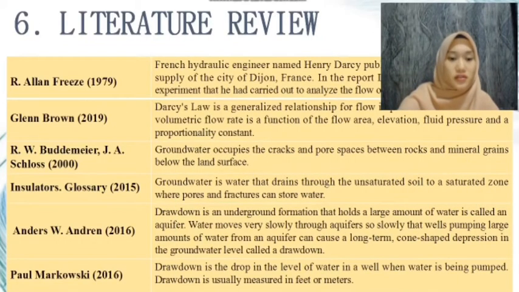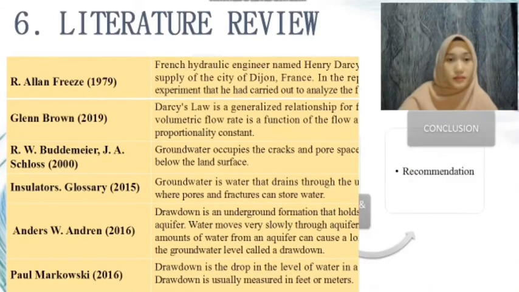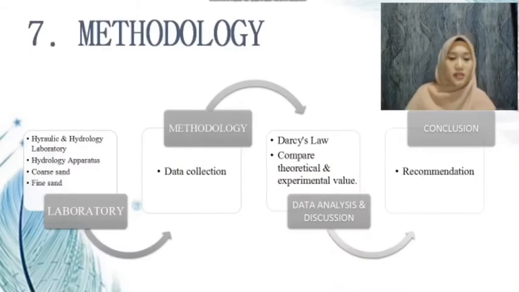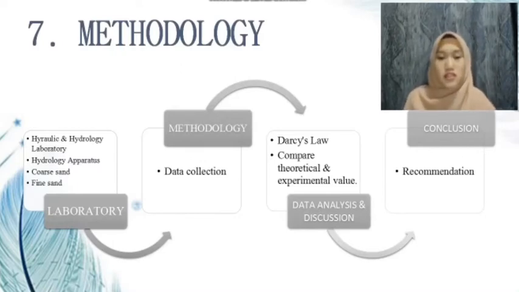So this is a literature review that I read from journal sources. So this is the methodology. The first methodology that has been done is the laboratory work in UMP at the Hydraulic and Hydrology Laboratory using hydrology apparatus, which is the HM165 basic hydrology system and TQH313 hydrology apparatus. The sand used is coarse sand and fine sand with diameters of 0.75 mm and 1 mm. And then after the experiment, I continue with data collection and then data analysis and discussion. Lastly is conclusion and recommendation.